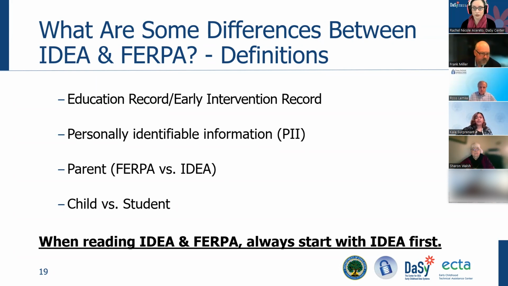Thanks, Frank. As Frank mentioned, there are some terms that are similar under IDEA and FERPA. Education record is one where the definition under Part B and FERPA is the same. Early intervention record is a little different. Whereas FERPA focuses on records that are maintained by an educational agency or institution, IDEA uses the term collected, used, or maintained. So it's broader, and you have to remember that IDEA is broader in terms of the records that are covered.